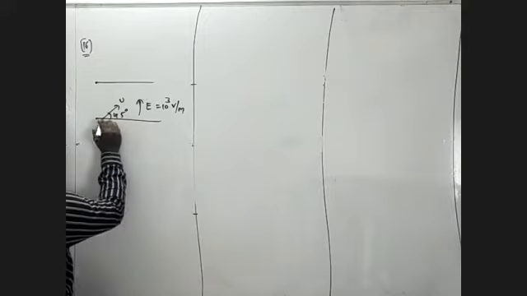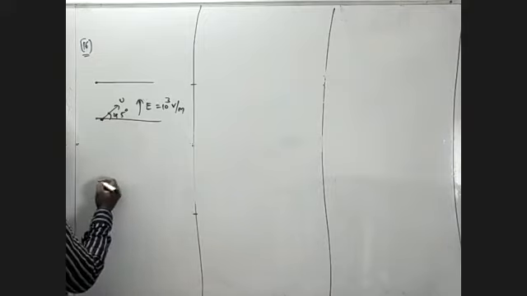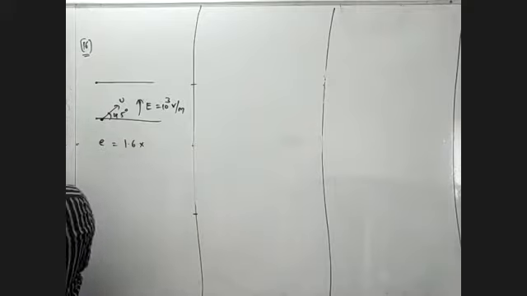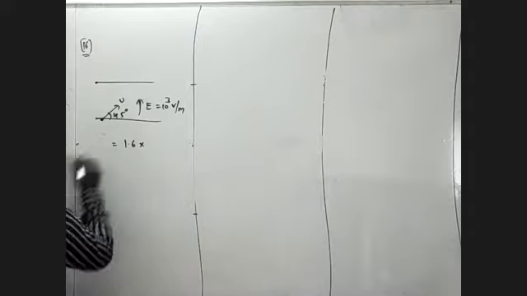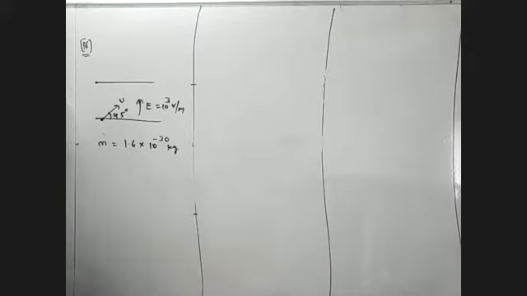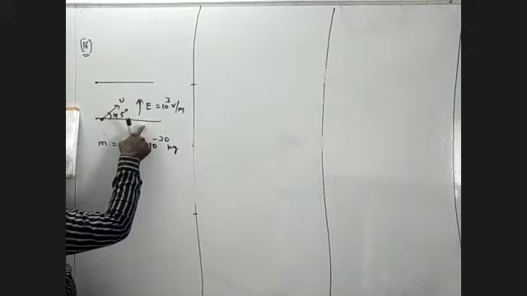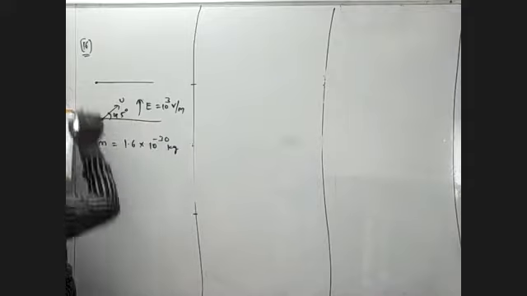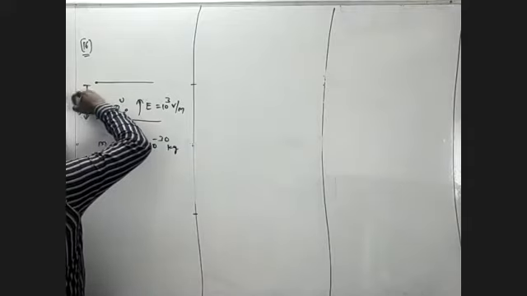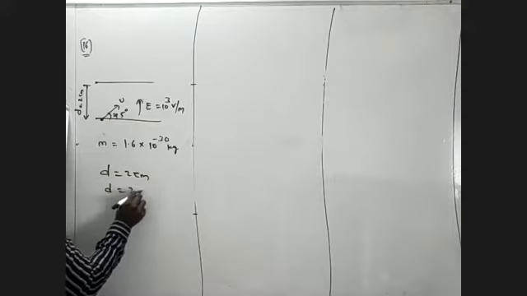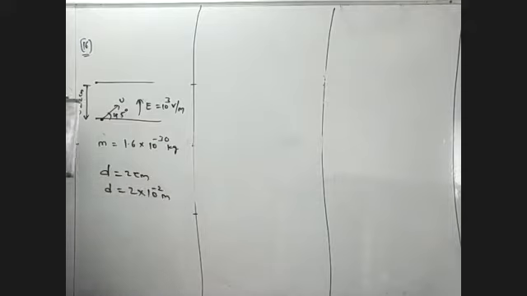A particle having the charge of an electron and the mass of the electron, 1.6 into 10 power of minus 30 kg, is projected with initial speed u, making angle theta with the horizontal, from the lower plate of the parallel plate capacitor. Plates are sufficiently long and have separation D equal to 2 centimeters. D is equal to 2 into 10 power of minus 2 meter, converted to meter.